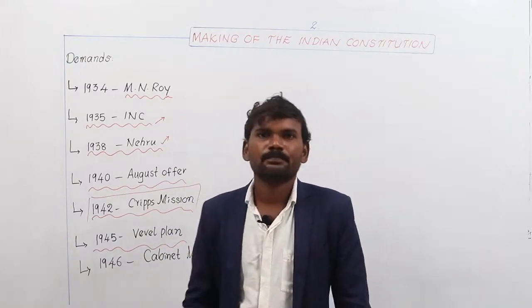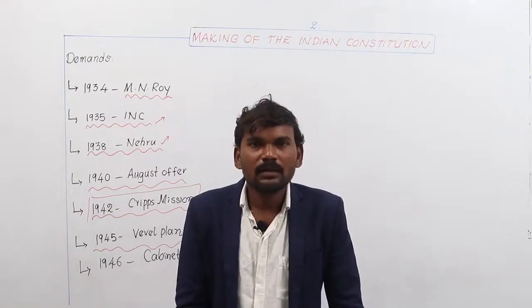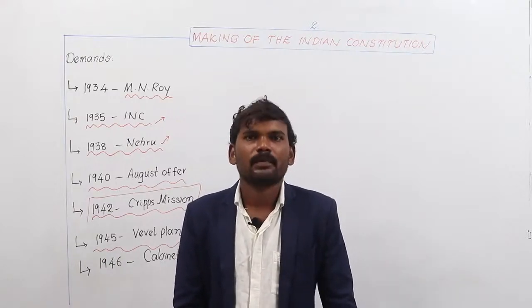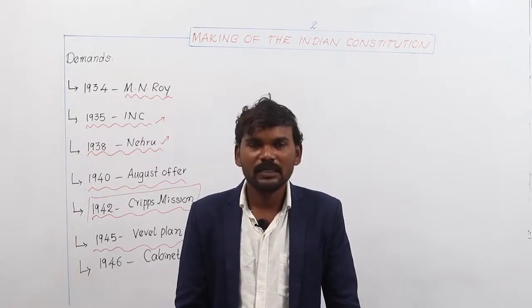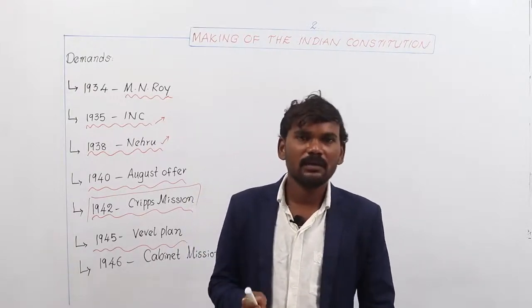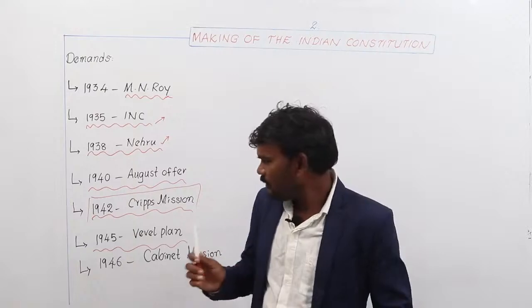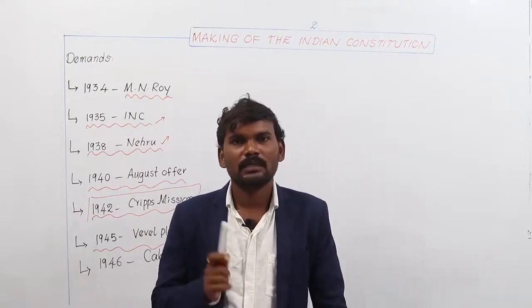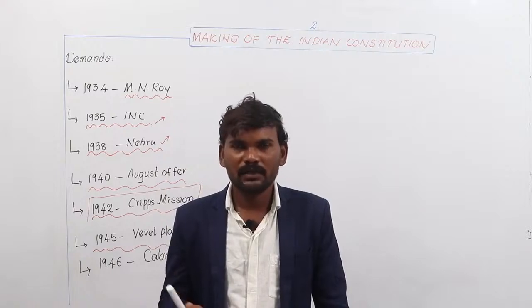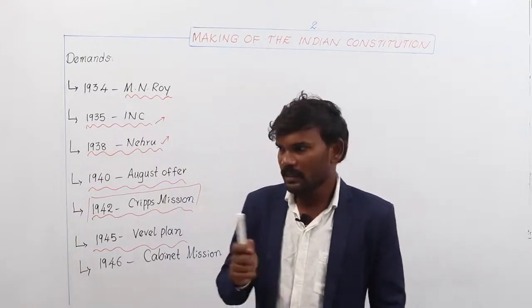As per the Wavell Plan, in December 1945 and January 1946, general elections were conducted to both the Central Legislative Council and the Provincial Legislative Councils. The last general elections during the British period were held between December 1945 and January 1946. The results came out.